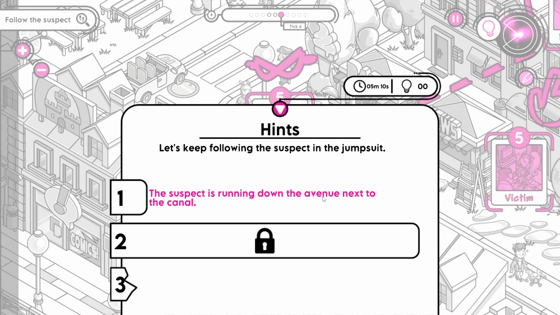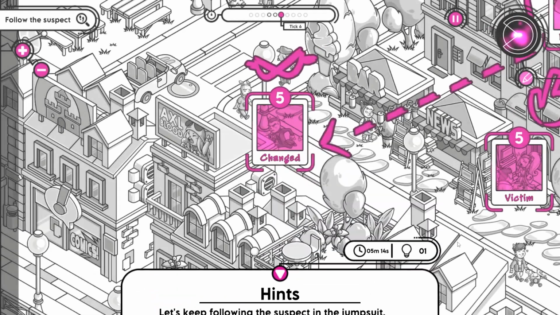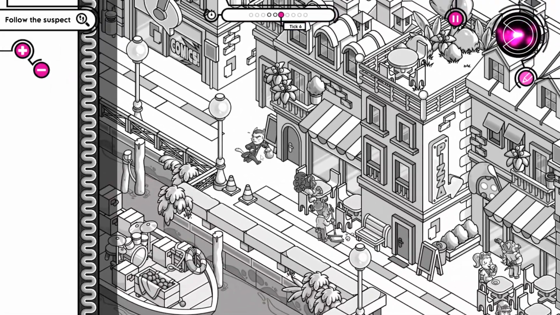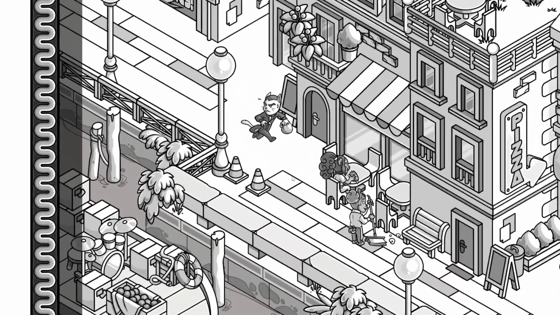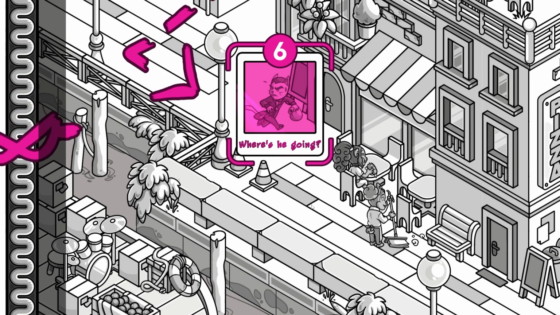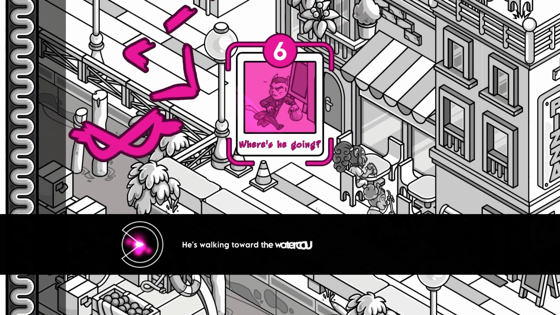The suspect is running down the avenue next to the canal. Where's he going? Walking towards the watercourse, but what for?